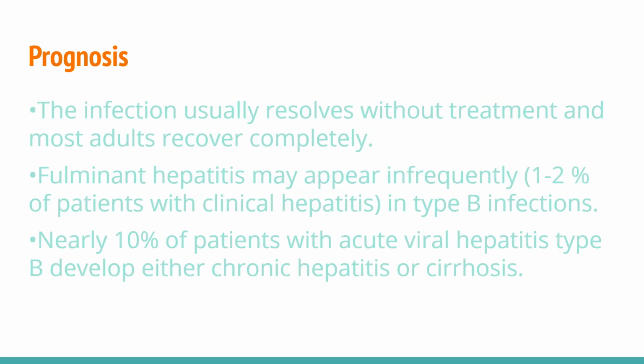So for the prognosis, the infection usually resolves without treatment and most adults recover completely. Fulminant hepatitis may appear infrequently, in 1 to 2% of patients with clinical hepatitis in type B infections. Nearly 10% of patients with acute viral hepatitis type B develop either chronic hepatitis or cirrhosis.